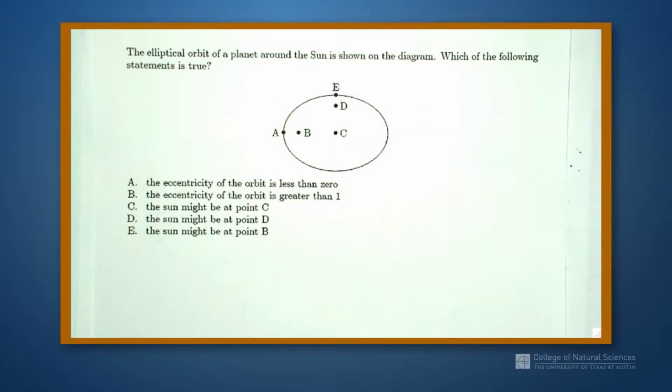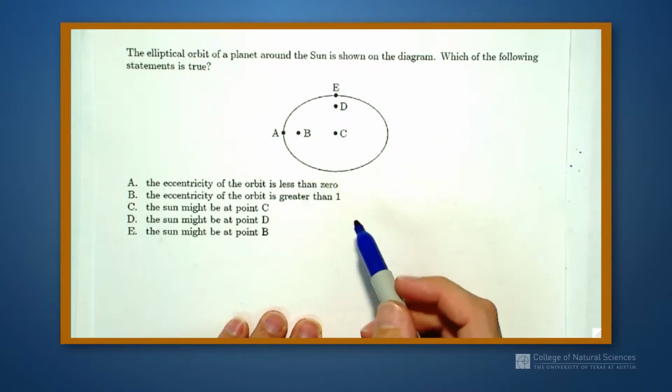So this is a pretty straightforward problem. It deals with Kepler's laws, and it asks the question, if the elliptical orbit of the planet around the sun is shown on the diagram, which of the following statements is true? There's a lot of different points that we go through, but let's check these things out.